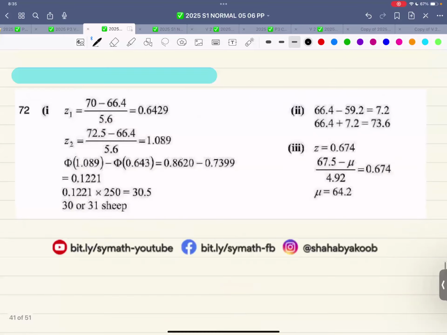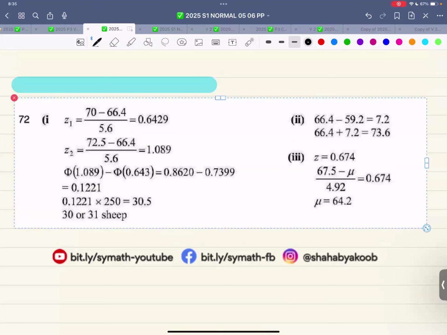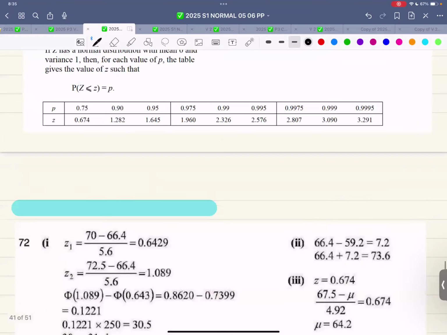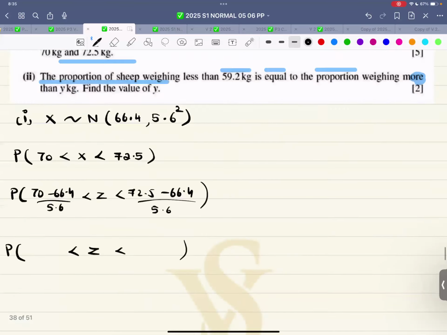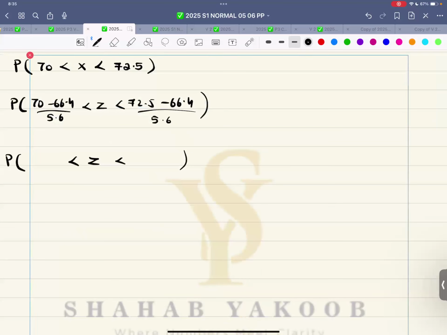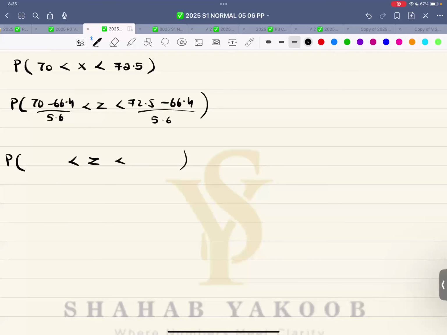where it is. Okay, again, one of the values is 0.6429, and the other is 1.089. Now, both these z values are positive. Phi of 1.089 minus phi of 0.6429. Let me go to the table.